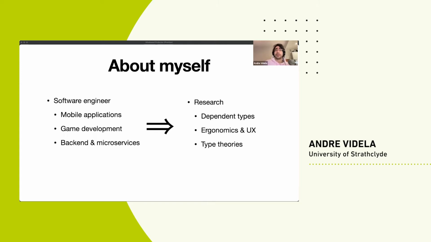Then I transitioned towards research, and my main areas of research are dependent types, in particular the ergonomics and the user experience of programming and programming languages. Those hinge on different type theories that we can use to express different kinds of programs, and which properties are useful in order to write programs, not only to describe properties, but also to have a good time while we are punching in the code onto the computer.